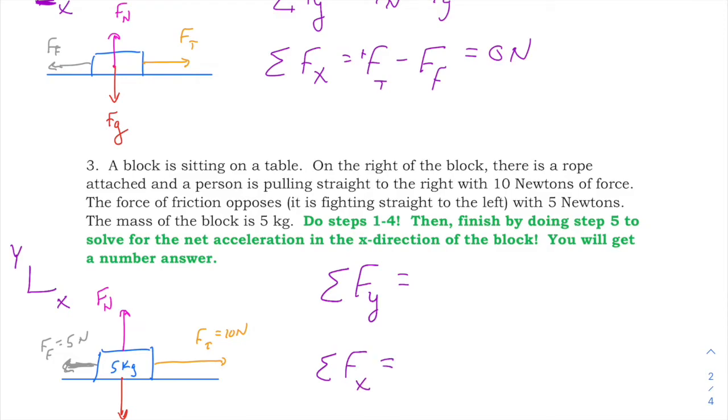Now, very important, they say do steps 1 through 4, then finish by doing step 5 to solve for the net acceleration in the X direction. So this is the one I'll put a star here where we're actually going to get a number, star. I made kind of a weird star thing there, but all right.